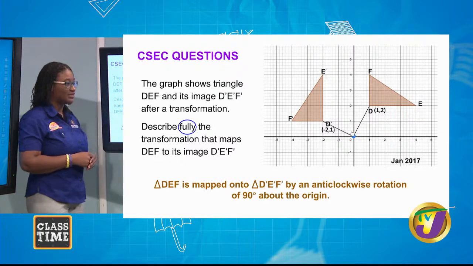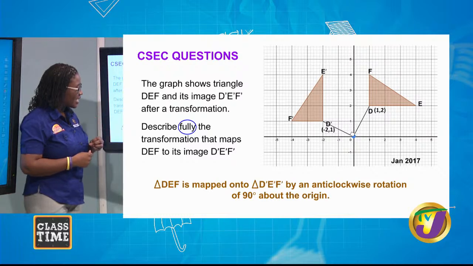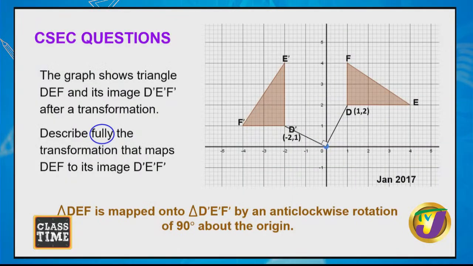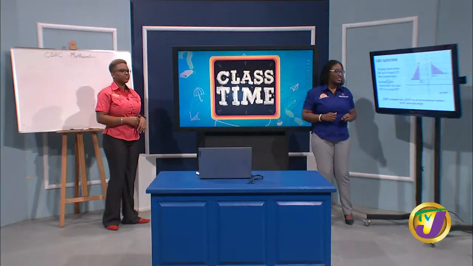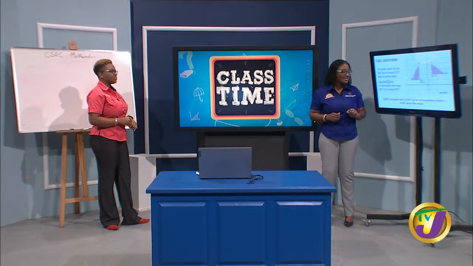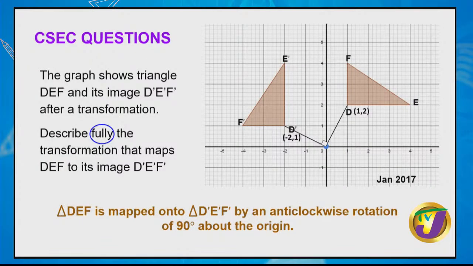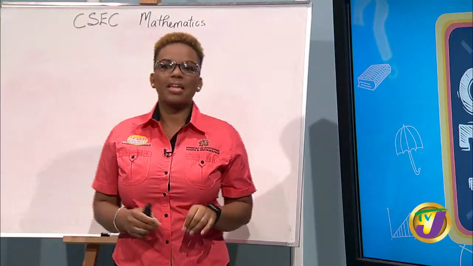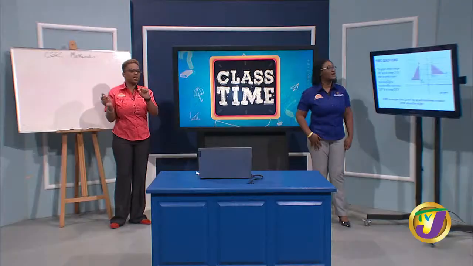So let's conclude, Latoya. Triangle DEF is mapped onto triangle D prime, E prime, F prime by an anti-clockwise rotation of 90 degrees about the origin. All right, Latoya, we are moving on.